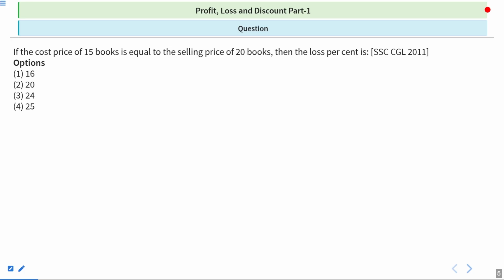If the cost price of 15 books is equal to the selling price of 20 books, then the loss percent is. This question was asked in the SSC CGL 2011 exam. Now there are 4 options. First one is 16. Second one is 20. Third one is 24. Fourth one is 25%. Now you have 10 seconds to solve this question. Your time starts now.